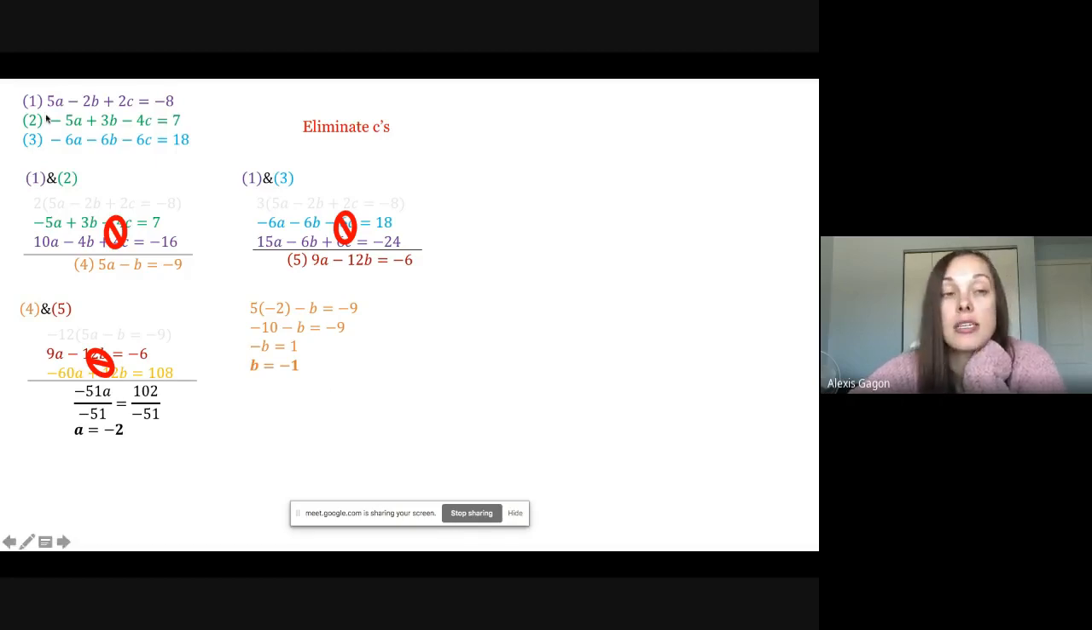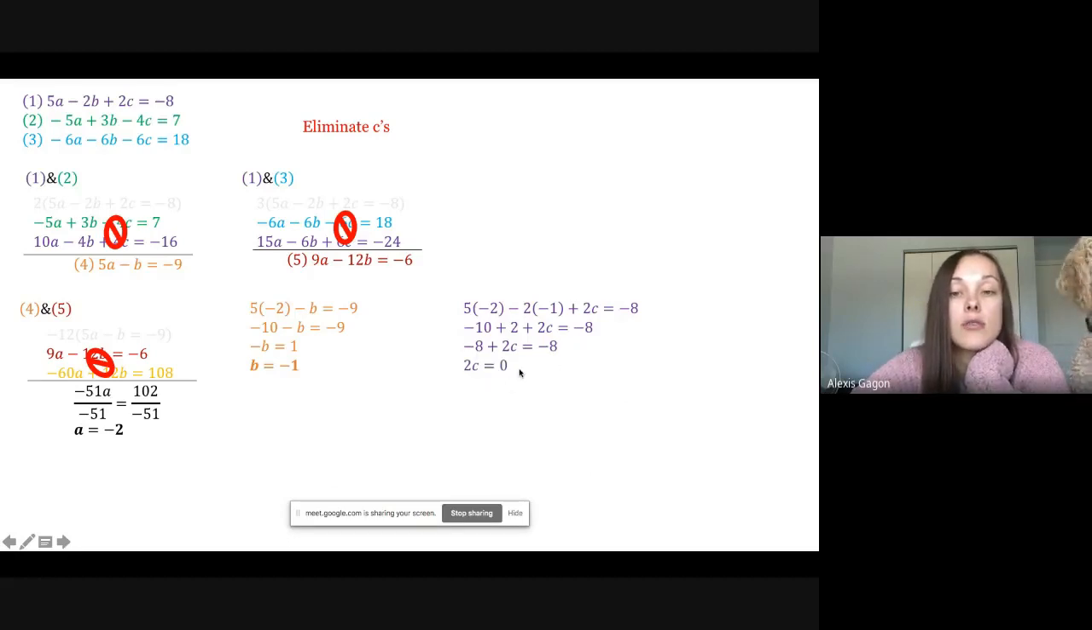Last step, plug it into one of the top 3. So I'm going to plug it into the first. So that's 5 times negative 2 minus 2 times negative 1 plus 2c equals negative 8. So that's negative 10 plus 2 plus 2c equals negative 8, which is negative 8 plus 2c equals negative 8. So add the 8 over, you get 2c equals 0.